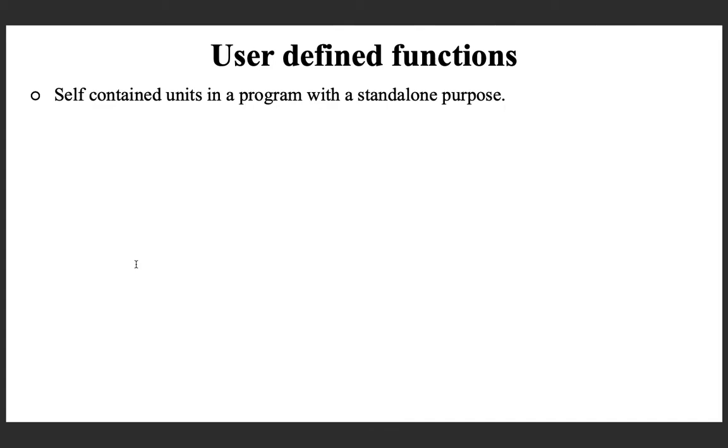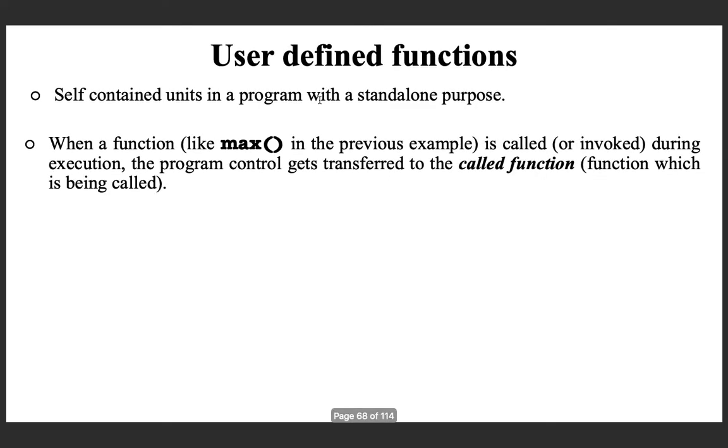Okay, now we can try to recollect what we have seen from the example. User defined functions are self-contained units in a program with a standalone purpose, like finding the maximum of two numbers. When a function like max is called or invoked during execution, the program control gets transferred to the called function, say max.